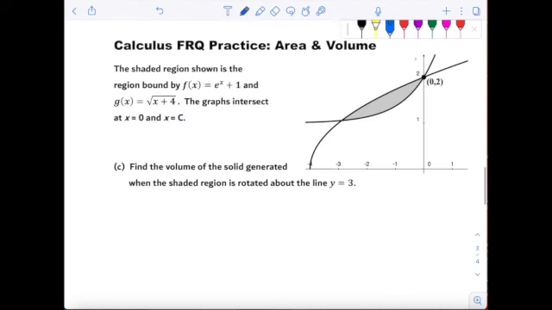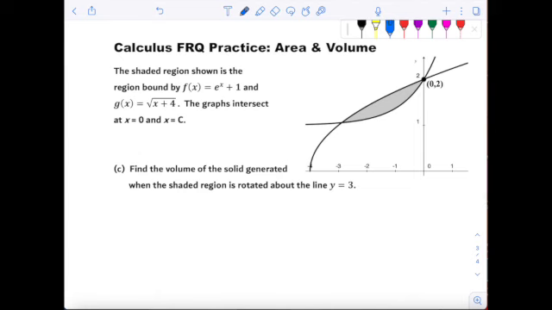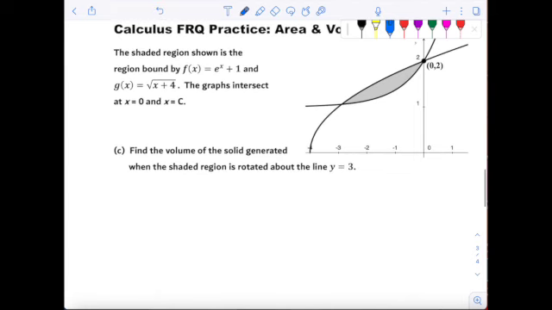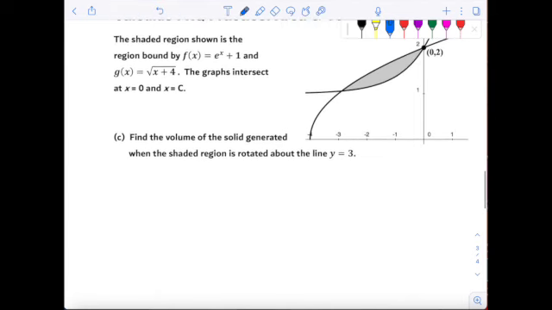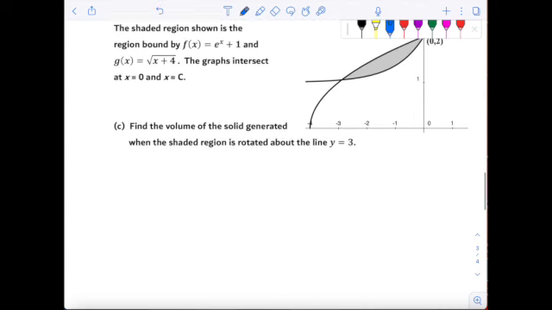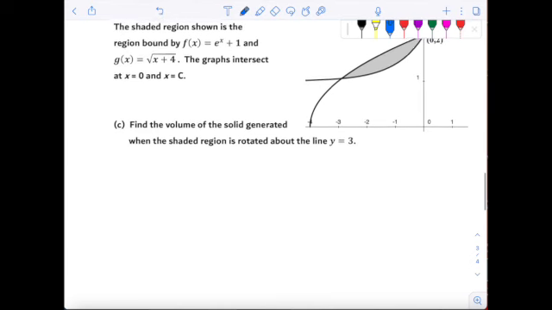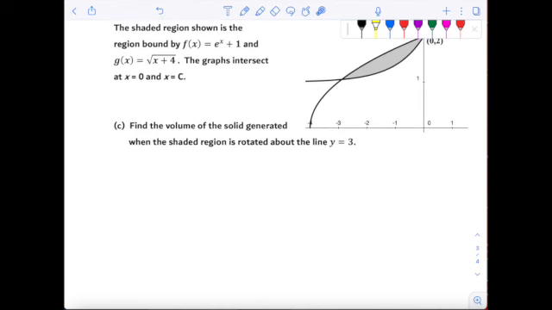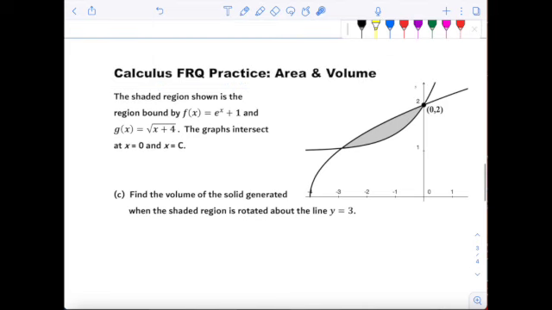Now let's look at part C. Same graph, same situation, but this time we are saying find the volume of the solid generated when that shaded region is rotated about the line y equals 3. Okay, so whenever you're rotating a region, you're doing a disk or a washer, which is you're going to get a circular cross section. So you're thinking pi r squared.